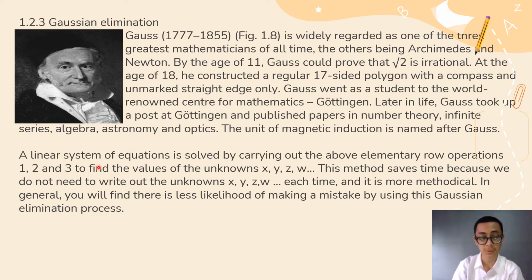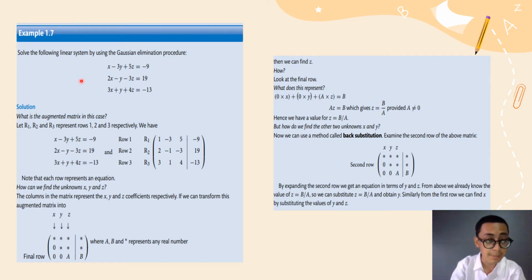A linear system of equations is solved by carrying out the above elementary row operations 1, 2, and 3 to find values of the unknowns x, y, z, and w. This method saves time because we do not need to write the unknowns x, y, z, and w each time, and it's more methodical in general. You will find there is less likelihood of making mistakes by using this Gaussian elimination process. Next, this is an example of the Gaussian elimination process.